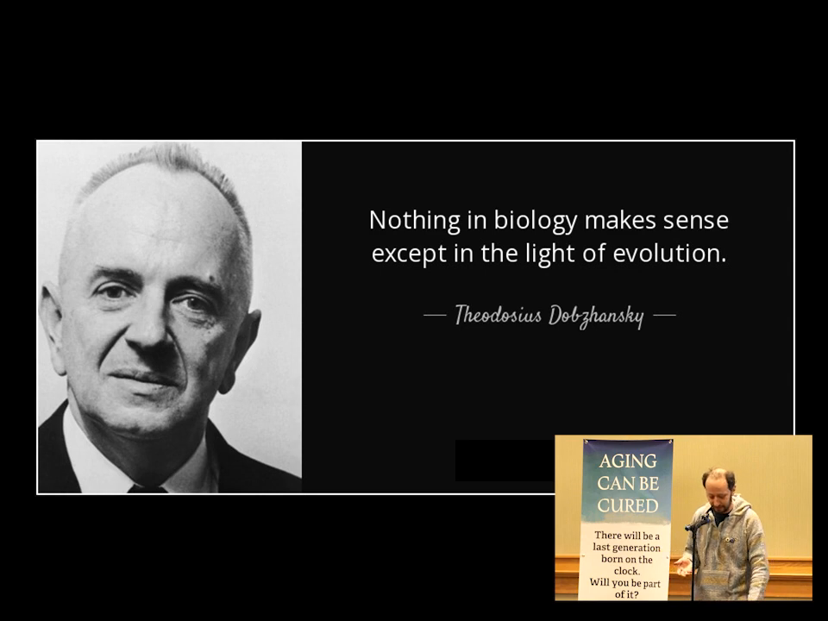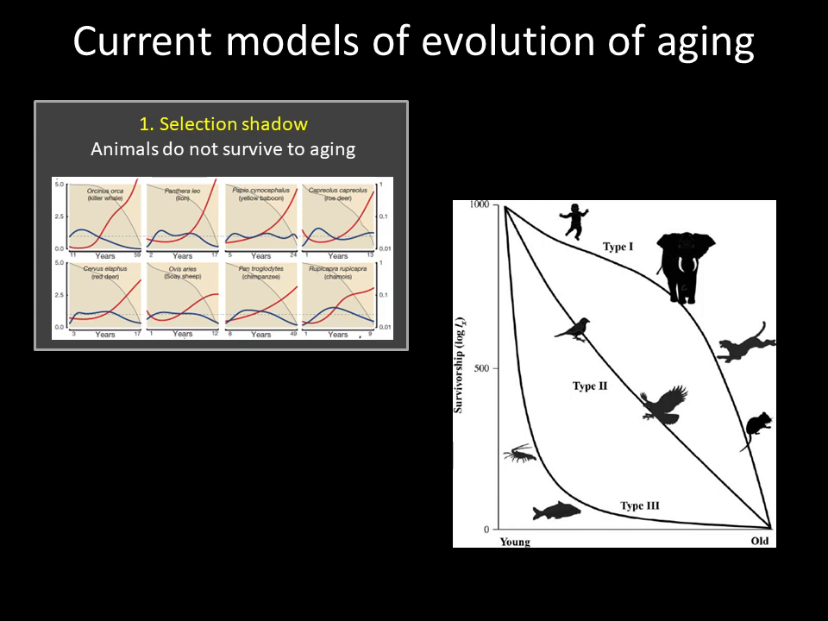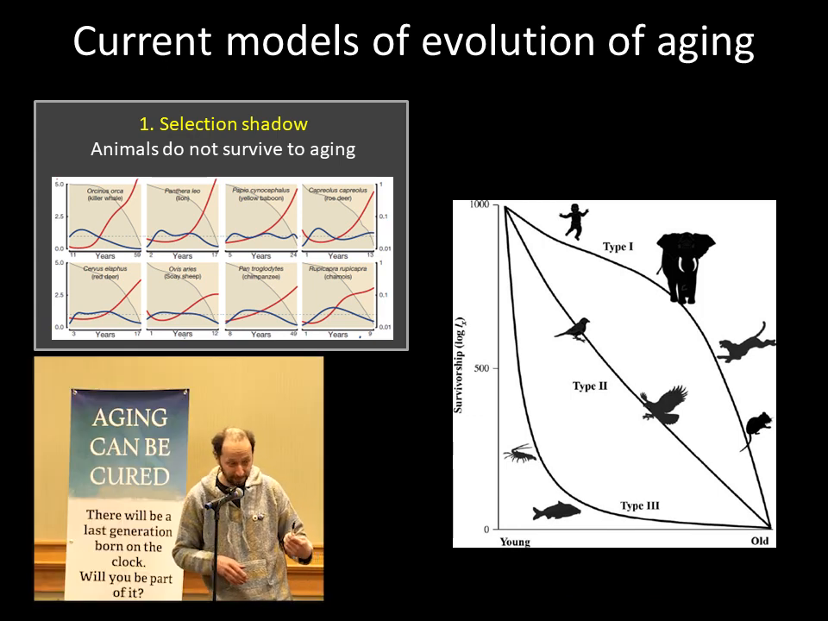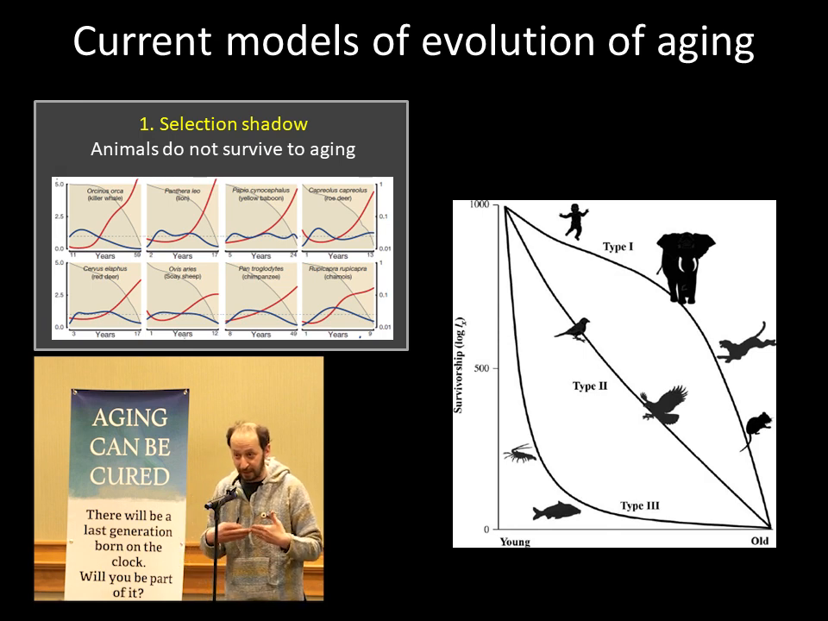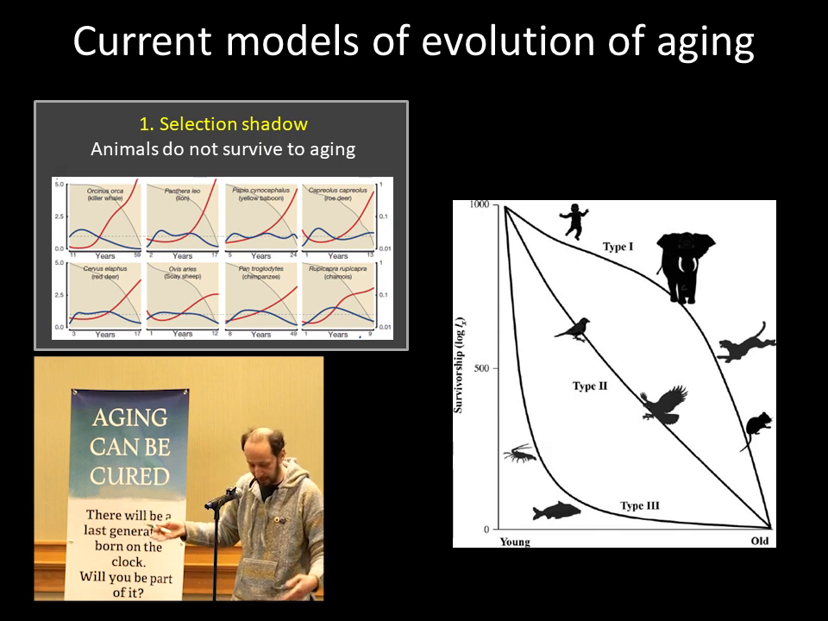If I'm dead, then no progeny anymore. So what are the ideas that can bring aging together with evolution? The first and very primitive view was that animals just do not survive to the age of senescence. So they die before by predation, coldness, etc.